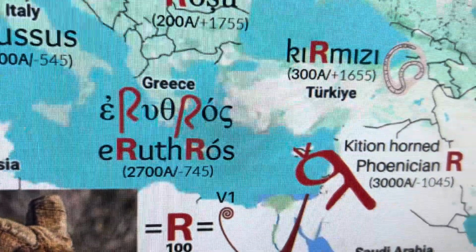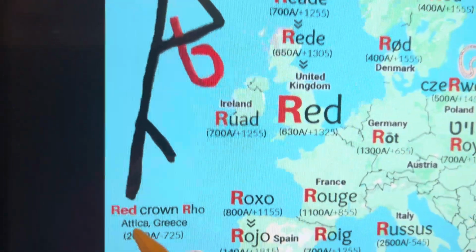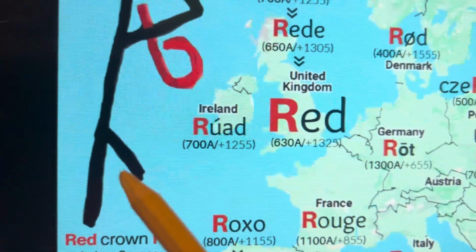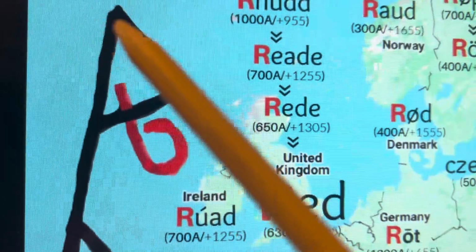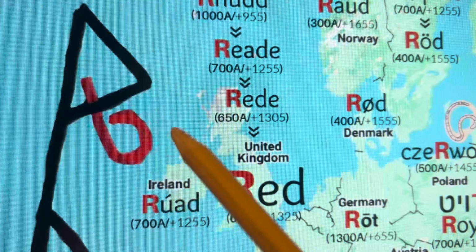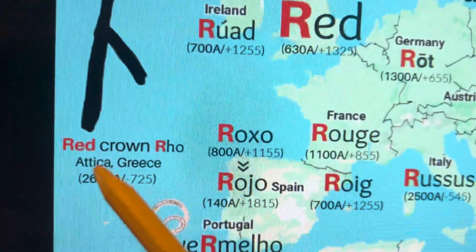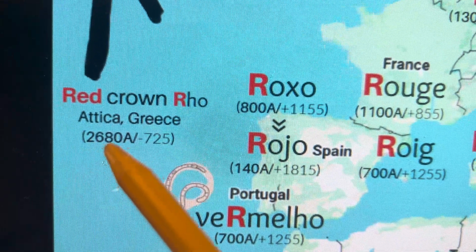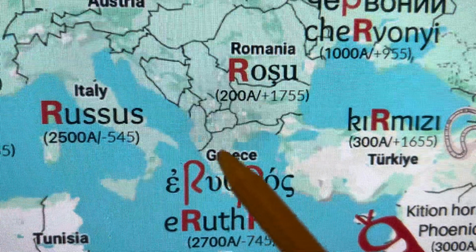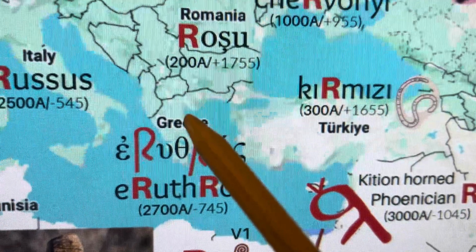Eruthros. And over here we see the Attica, Greece red crown R, with the ram leg here curled up, about to headbutt another ram. And this has the head of the ram plus the curled red crown, so it's a double R. So this is Egyptian R, but it's found in Attica, Greece, 2680 A, in about this area.